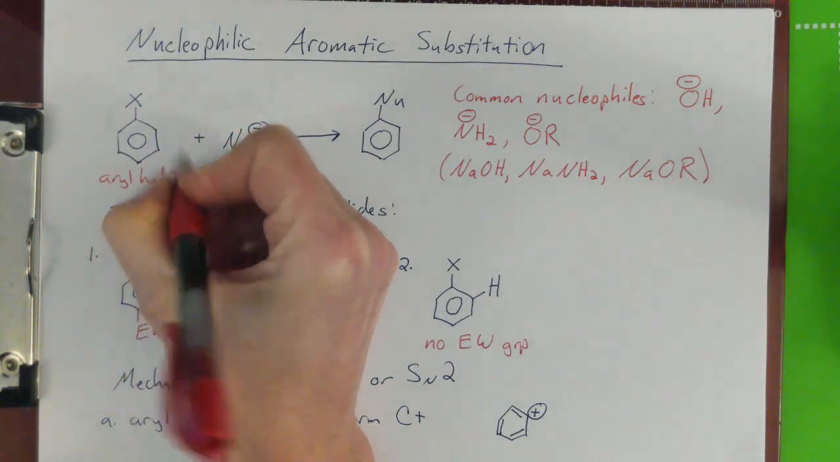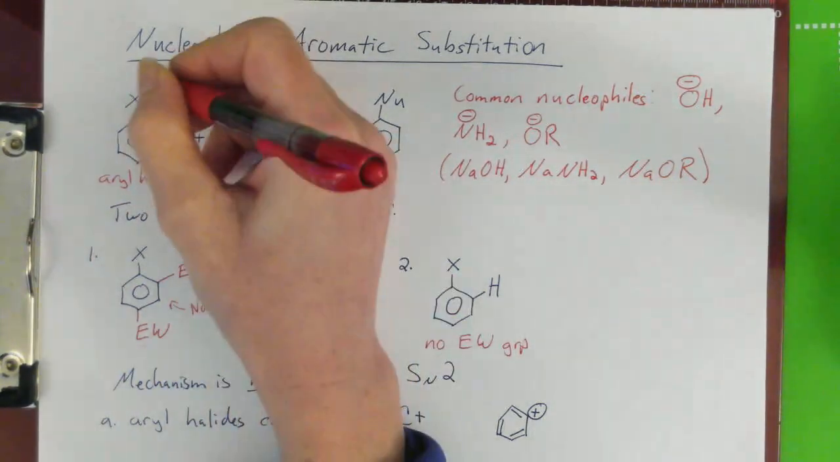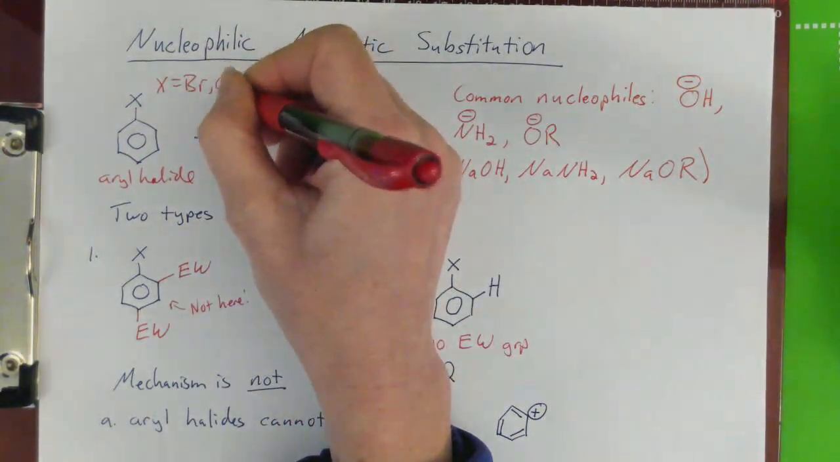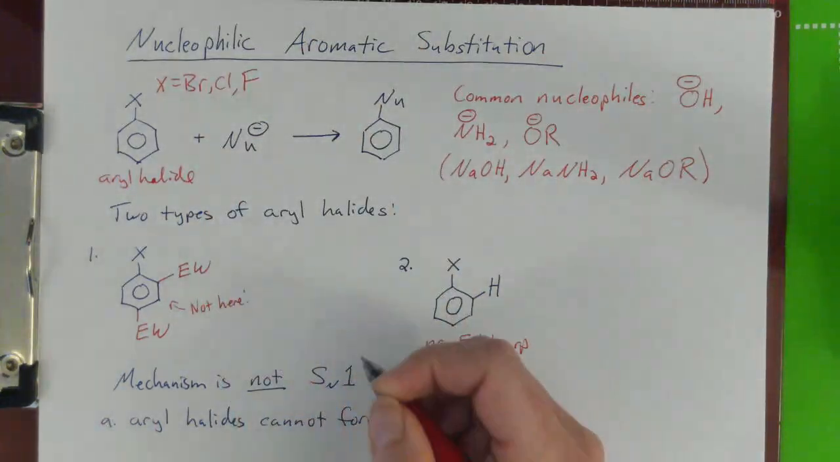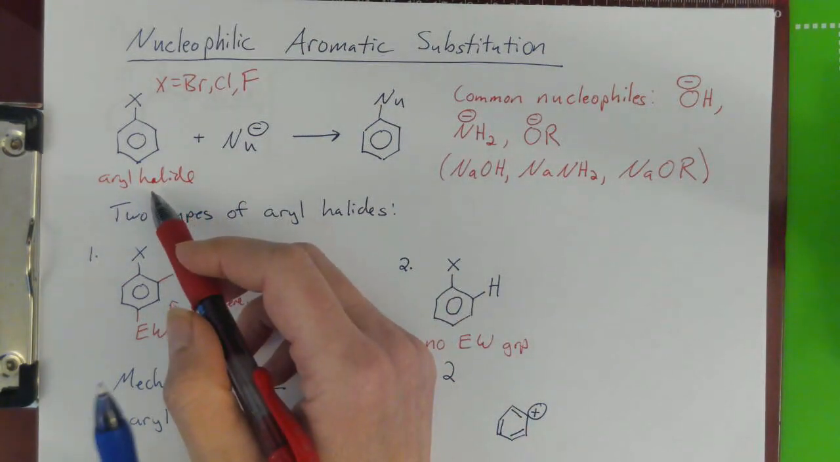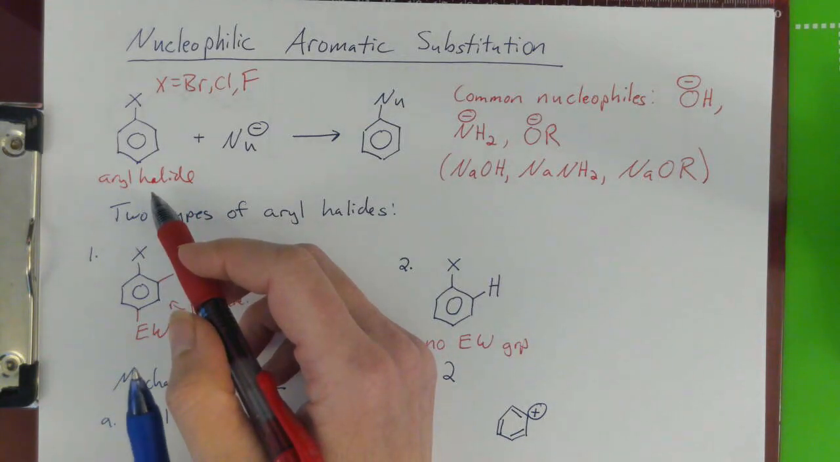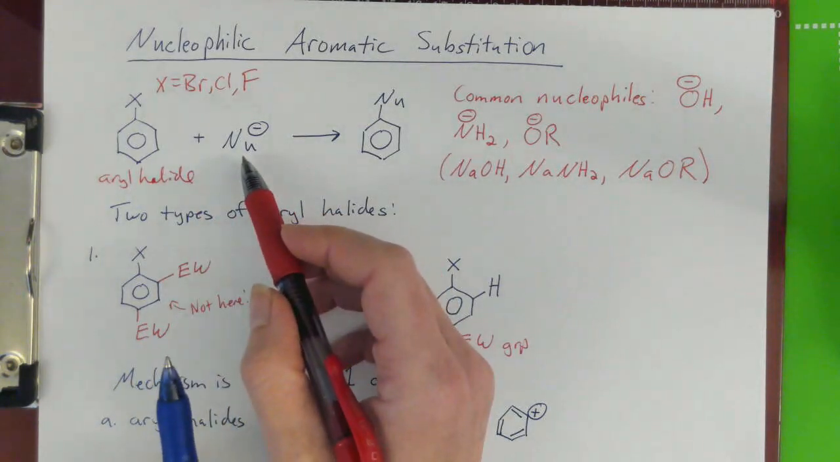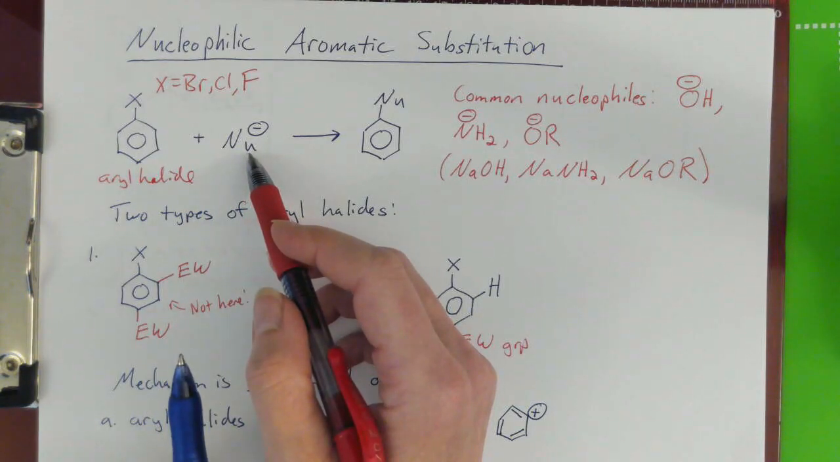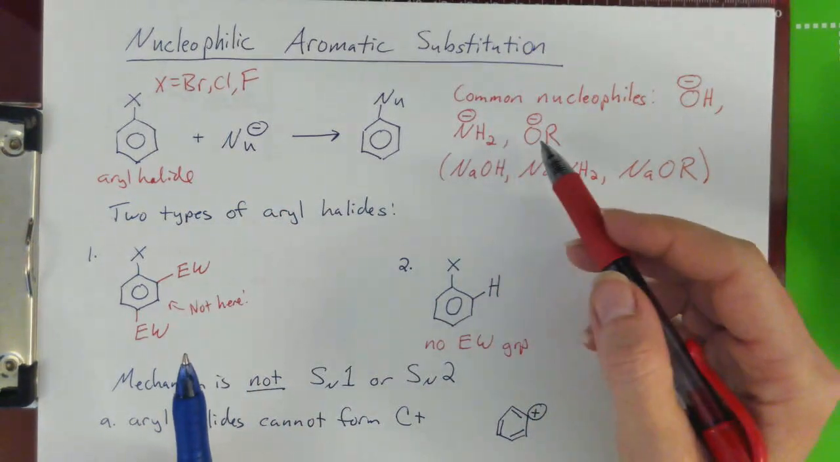And so X here is going to be a halogen. You'll see me use bromine, chlorine, and fluorine as the halogens for the aryl halide in a nucleophilic aromatic substitution reaction. We'll see a couple of different nucleophiles that maybe look familiar to you.